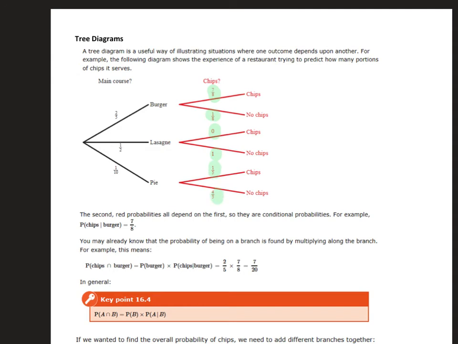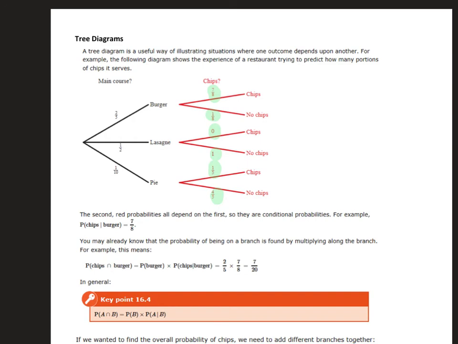So for some reason, if you have lasagna, you don't have chips. Don't know why not. So that means that they're not independent. So the chips and your main course are not independent. Whether you have chips depends on your main course. So this would be a conditional probability.